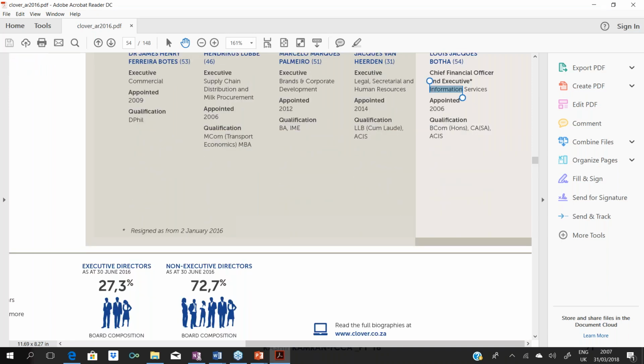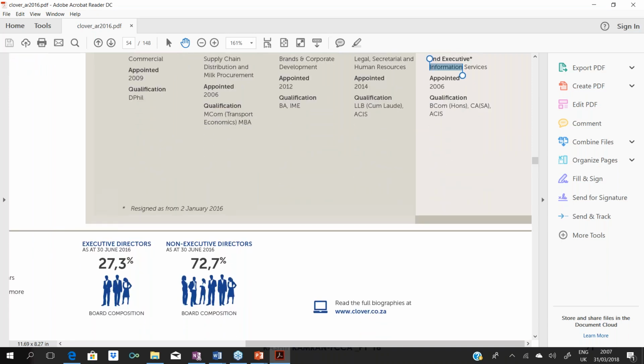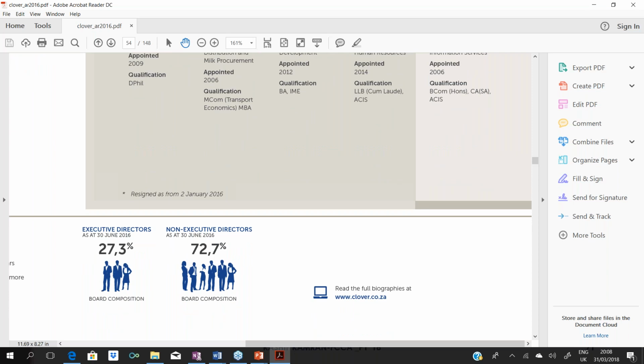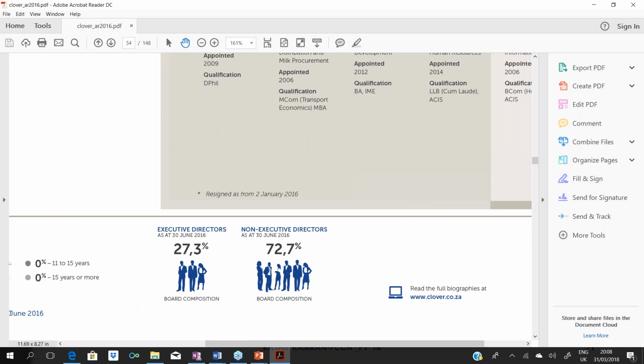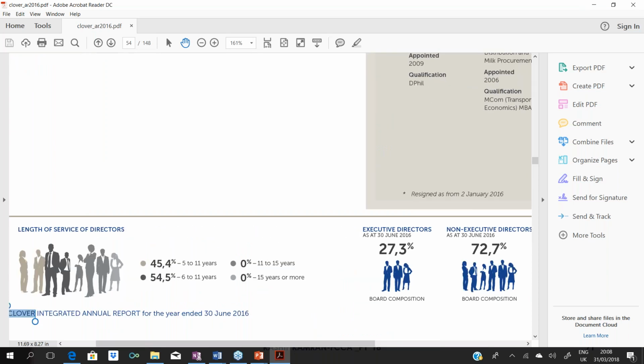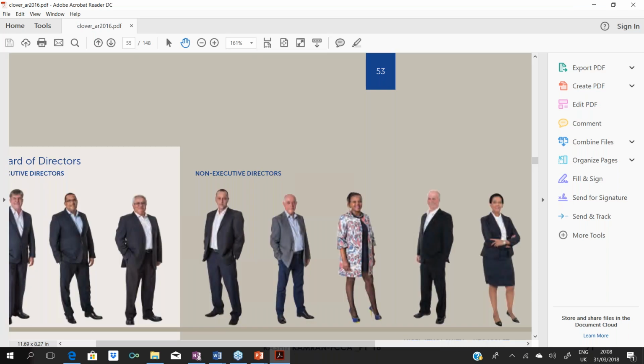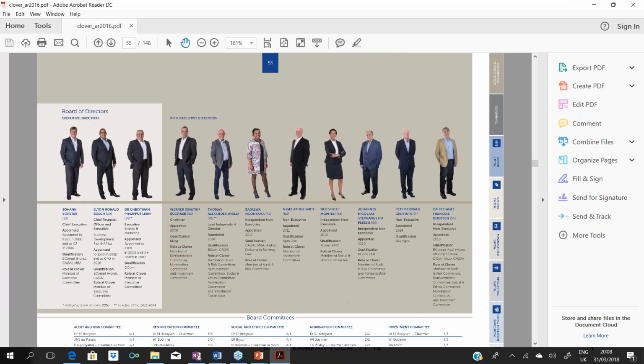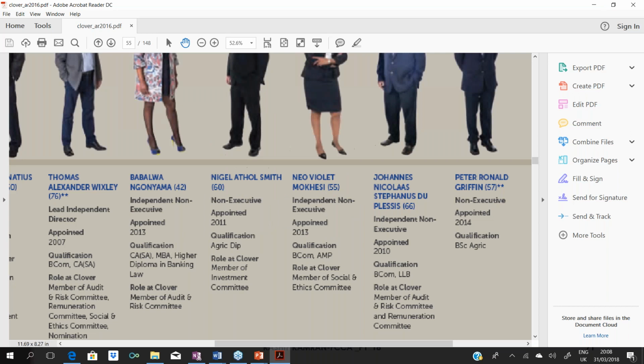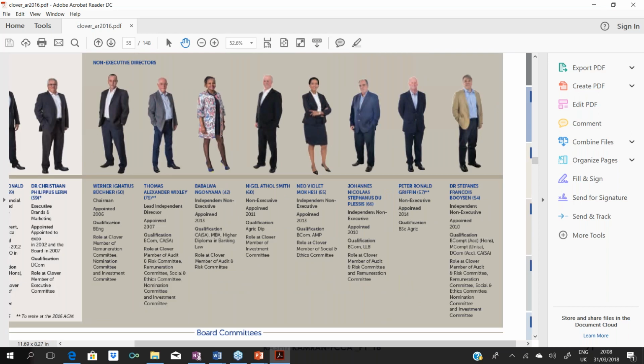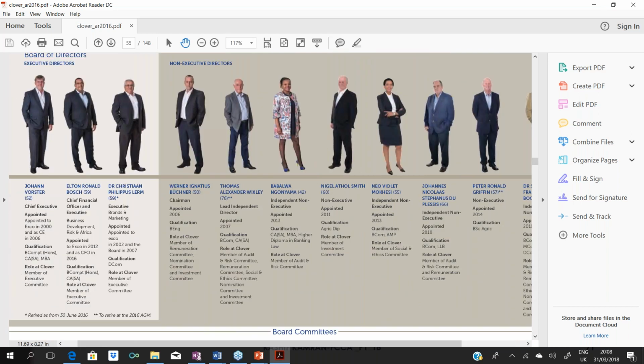See, they're even telling us about the board composition, how many of them are non-executive and executive. They're telling us about the age, their years of experience. So it's quite a graphical report. It's also portraying the gender diversity, pictures, qualifications. So that is a proper picture of things.